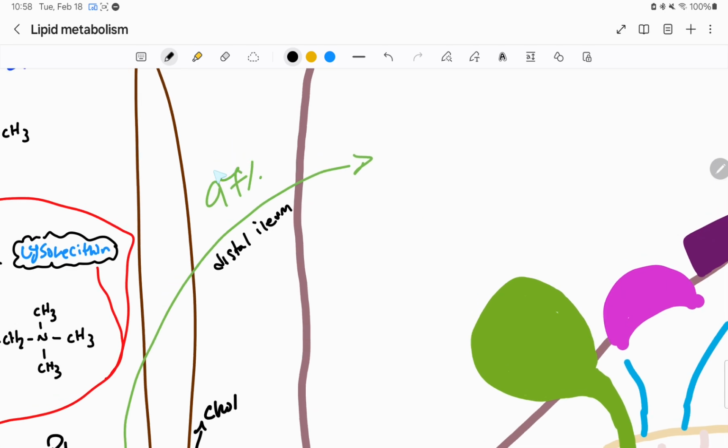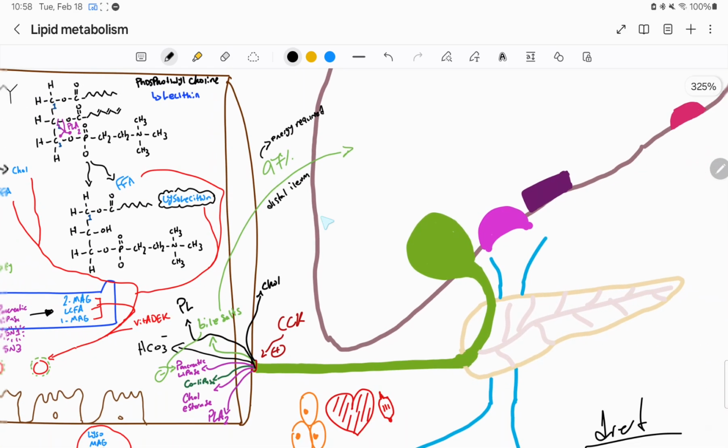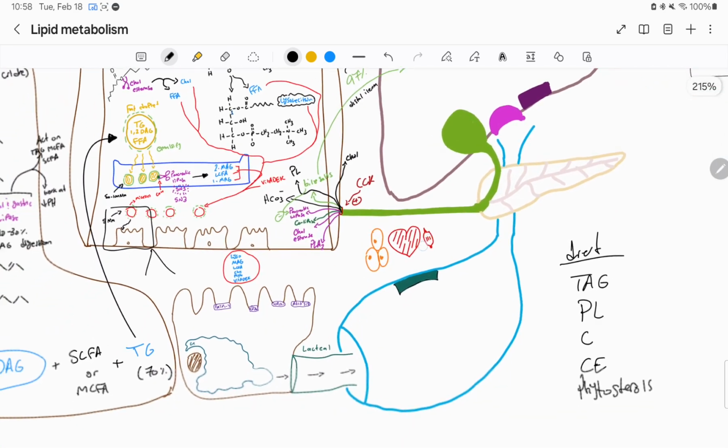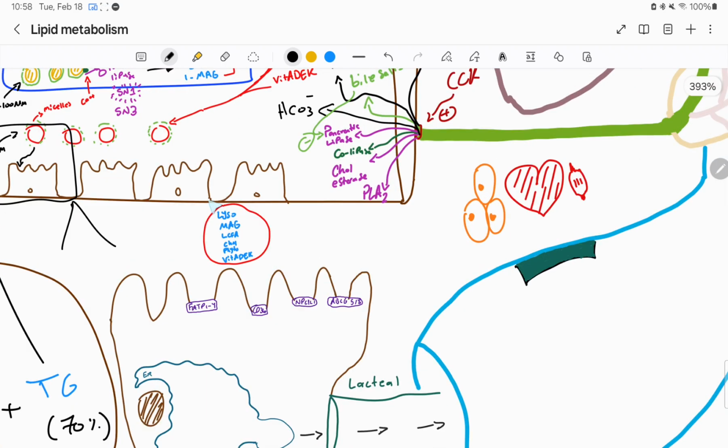And it'll get reabsorbed in an energy requiring process, okay? Energy required in this absorption process. Again, it'll go 97% through the hepatic portal vein, and it'll go back to the liver where it came from. And this right here, by the way, is called the enterohepatic circulation, okay? Or the enterohepatic cycle.